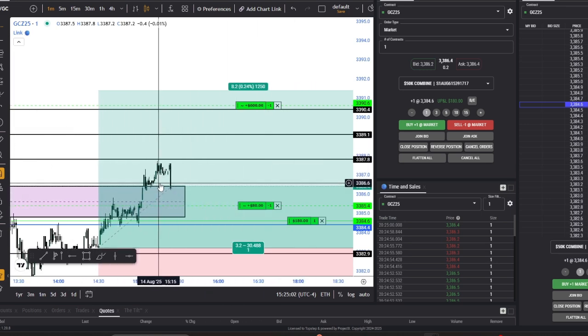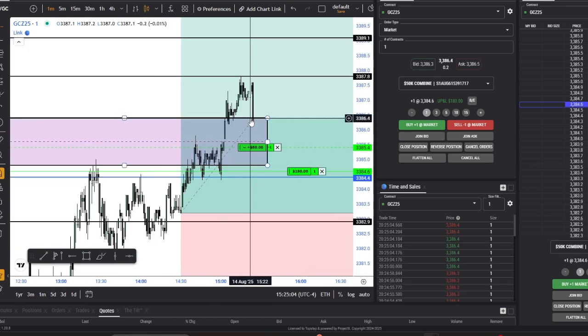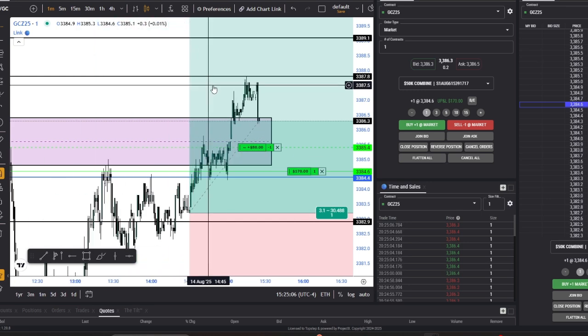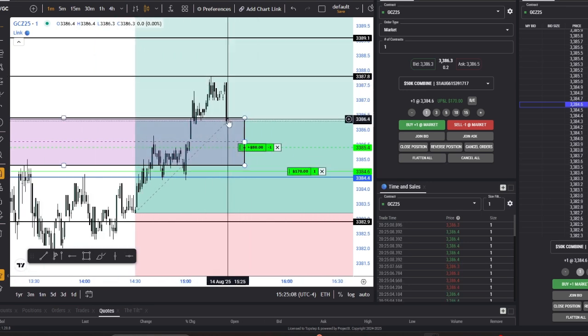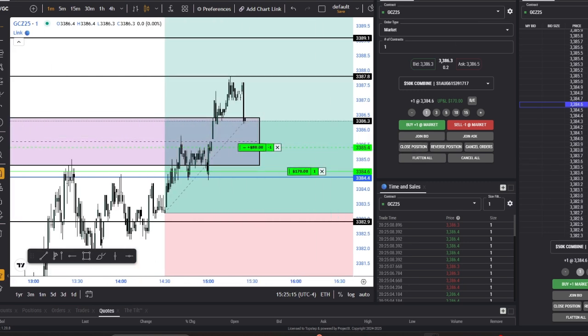It looks like I got swept. Looks like a liquidity sweep straight on that level as well, which is insane. Might have to take out. No, you know what? I don't really mind at the moment because I'm not that fussed.